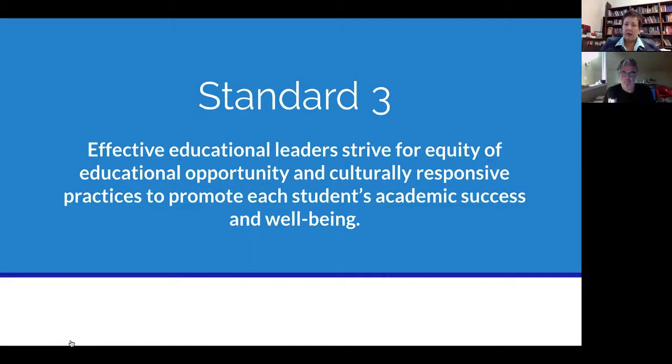So let's just look at that standard statement for a couple of seconds here together. There are some strong verbs in there: you strive for equity, not just promoting equity or acknowledging equity, but you strive for it. They've also coupled equity with cultural responsiveness as a pair throughout the standards, which I think is really important in terms of concept to practice. And then I love how the standards most often end, and that is promoting each student's academic success and well-being.